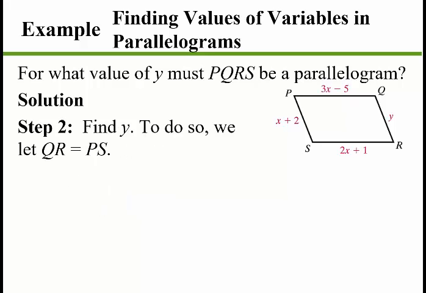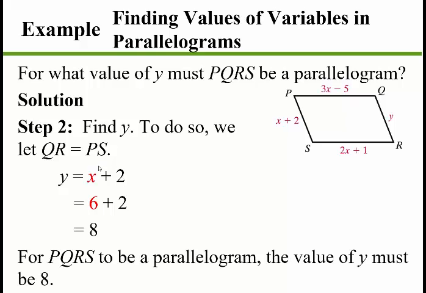Once you know x, the second step, you can find y. To do so, we let QR equal PS over here. Well, we know that y is equal to x plus 2, but we know x is 6. So just plug 6 in, and you get y is equal to 8. So for PQRS to be a parallelogram, the value of y there then must be 8, as we see.